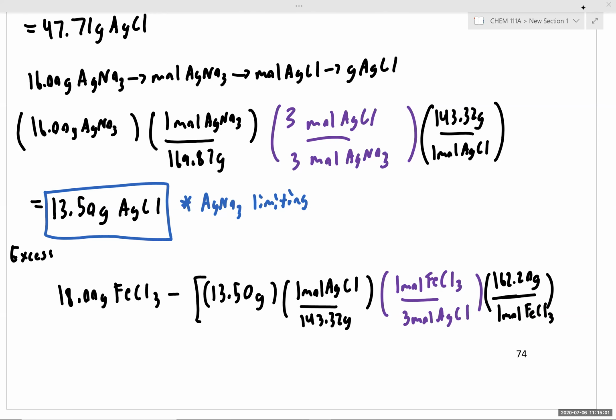So punching this into our calculator to calculate the excess mass of iron 3 chloride remaining, we have 13.50 over 143.32 over 3 times 162.20. Okay. And that in turn gives us 12.91 grams of iron 3 chloride remaining.